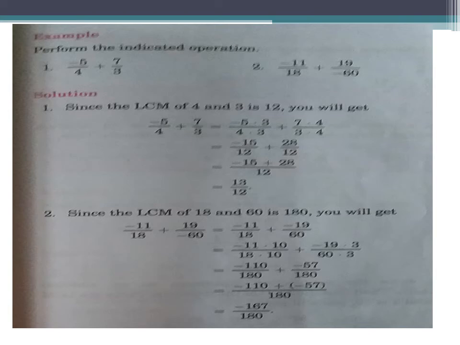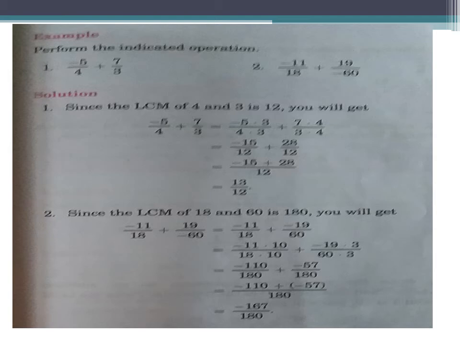Now, you can see they have the same denominator, which is 12. Now, just simply add the numerators, negative 15 plus 28. Since they do not share a common sign, just simply subtract, then copy the sign of the bigger number, which is 28. So, 28 minus 15, that is 13. So, the answer is 13 over 12.